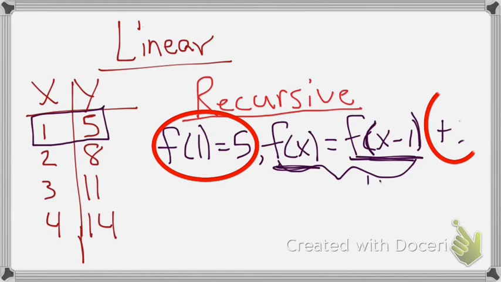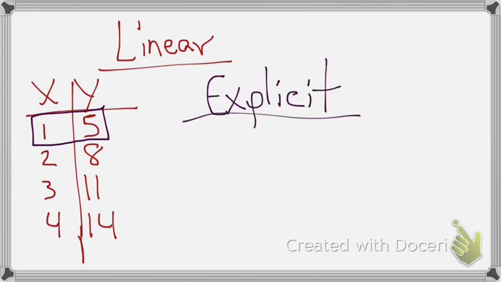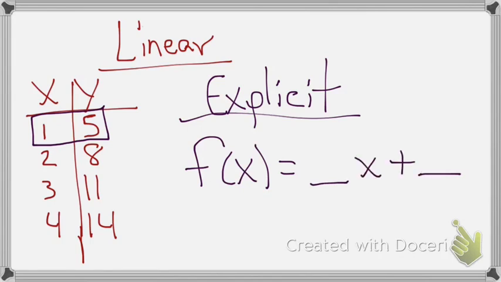For the explicit, I'm going to erase this, and you guys can just write it underneath. The explicit is the one that should be in mx plus b. This is the easy one to write, but it takes a little more work to come up with. Okay, y equals mx plus b. We have two numbers to find here. Does anybody remember how we find the first one? What number goes next to the x? How do we find the m?